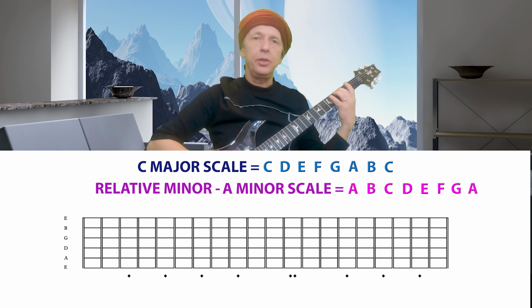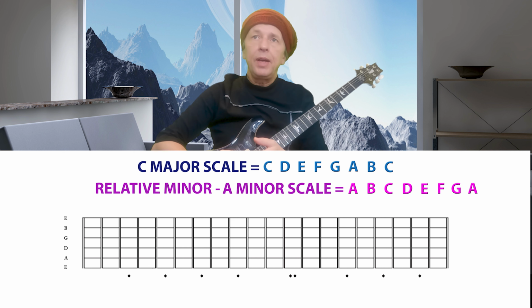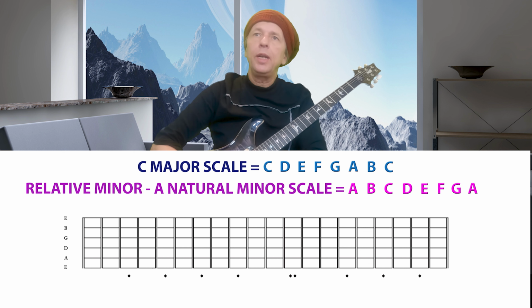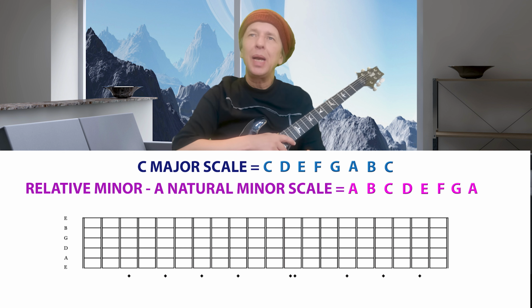So the scale of C major, scale of A minor, the new scale of A to A, which we have created, is called an A natural minor scale. The word natural refers to the fact that you don't have to change any notes from the major scale from which it is derived. You may occasionally hear it referred to as the Aeolian minor scale.